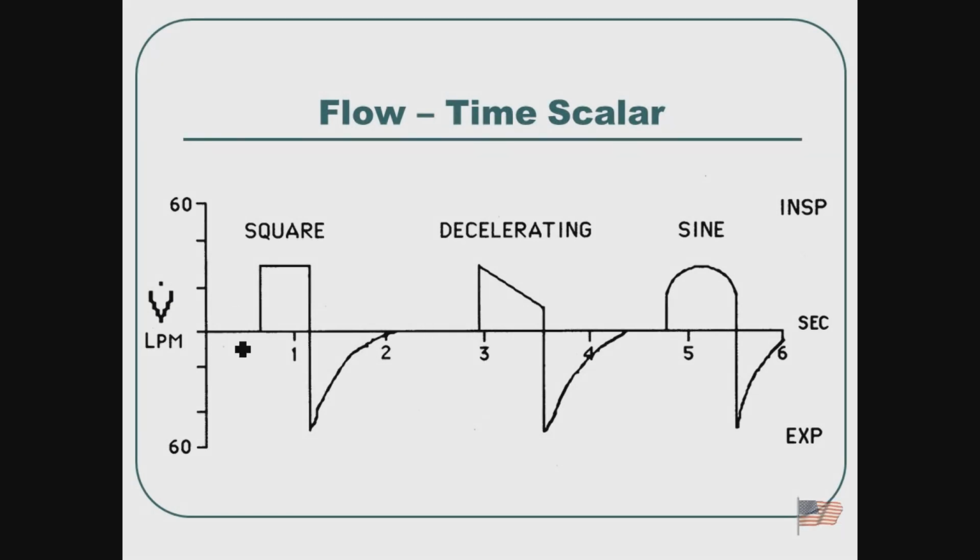As far as the flow time scalar, we typically either have a square wave flow pattern or a decelerating ramp flow pattern. Don't see sine anymore. Theoretically, you could have an ascending flow pattern, but again, at the initial portion of inspiration, you want as high a flow as possible. Otherwise, patients don't feel comfortable with it. And again, this area under the curve represents flow per unit time, or volume. So this would be the inspired tidal volume, this would be the expired tidal volume, and in theory, they should be exactly the same.